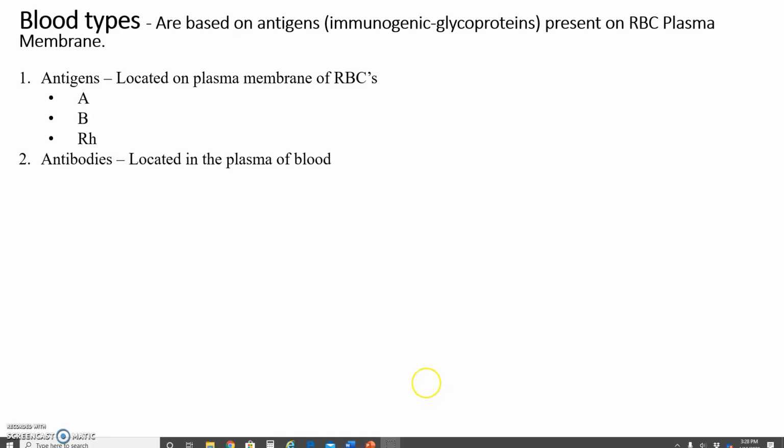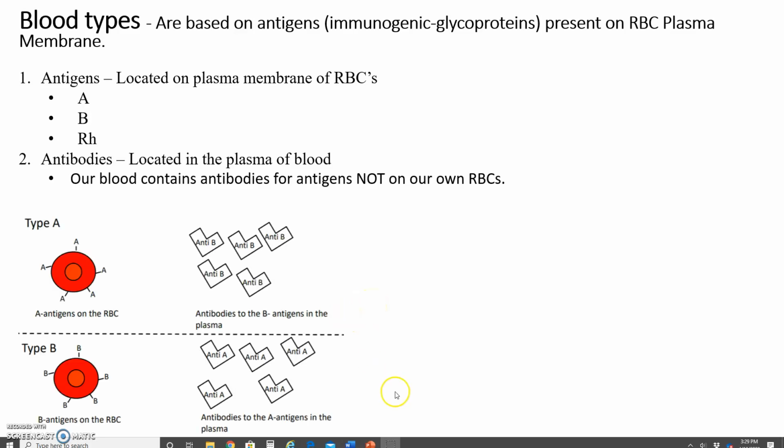And then in our blood, we also have something called antibodies, and so those are found in the plasma of our blood. And antibodies target antigens. So it's important to know what antibodies and what antigens are found in each blood type and how they function if they're mixed. So one thing that's important to know is our blood only contains antibodies for antigens that are not in our own blood or on our own red blood cells.